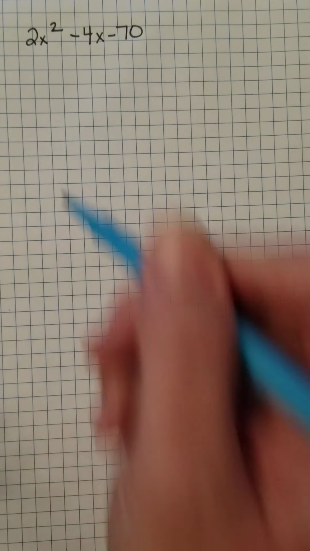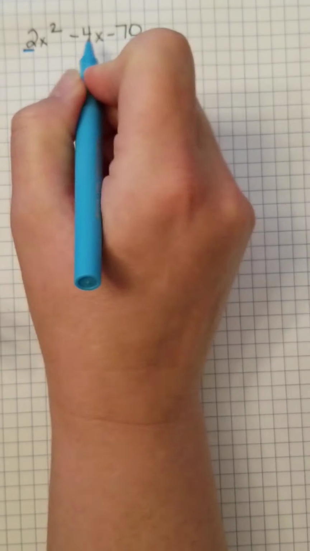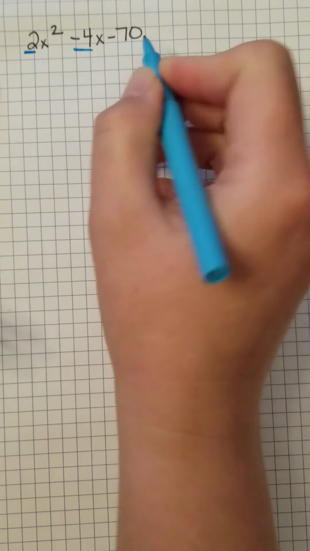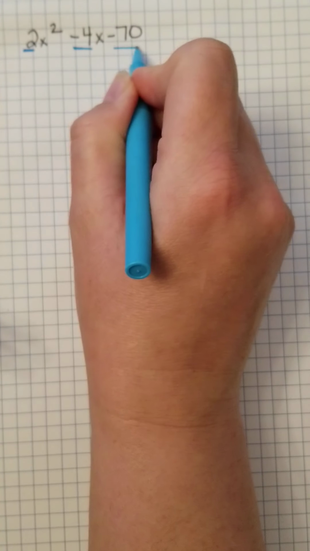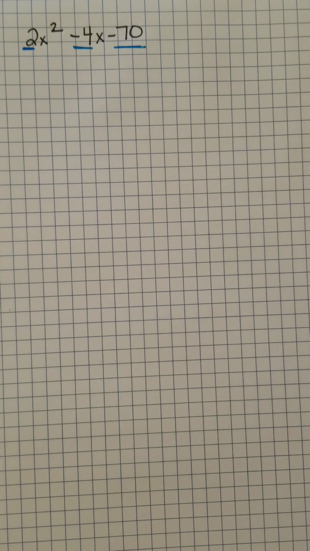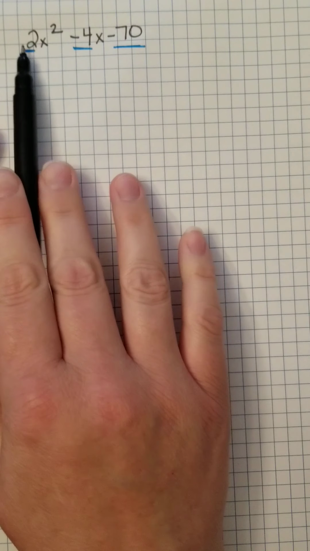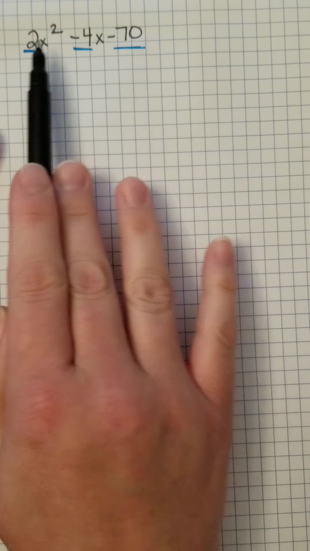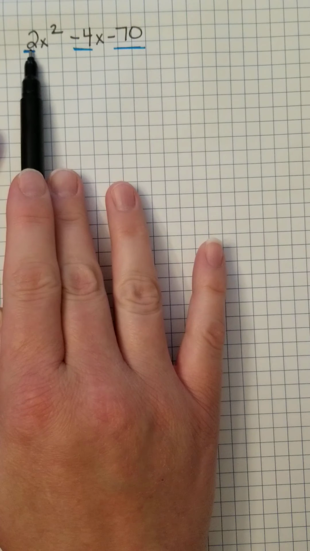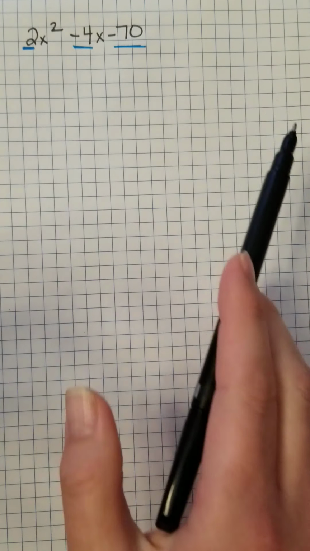So I have a 2. 2 goes into -4 evenly. 2 goes into -70 evenly. So I'm going to factor out a 2. And we've done this before. It's been a little while since we've done it, but basically for each of these terms, they all share 2 in common. They're all divisible by 2. So I'm going to factor out that 2.